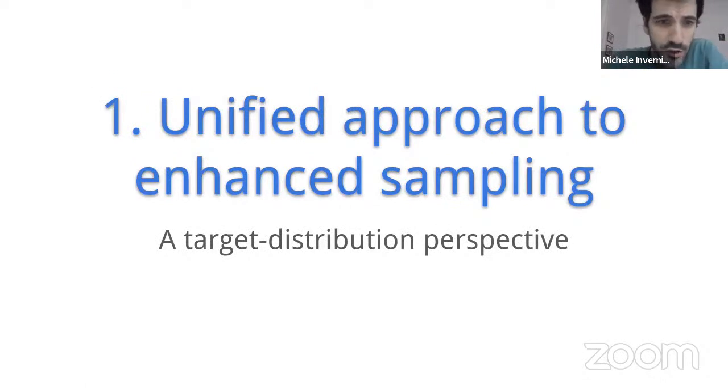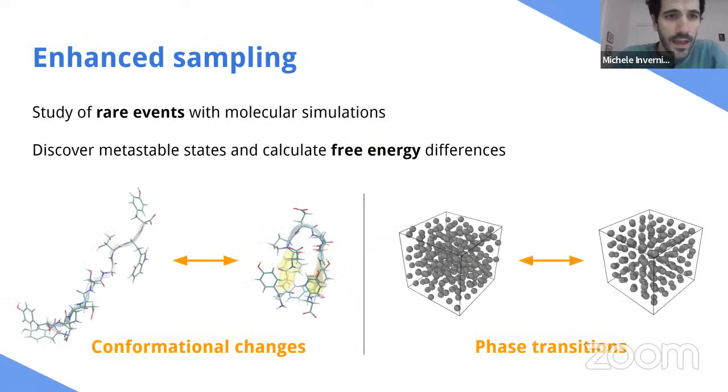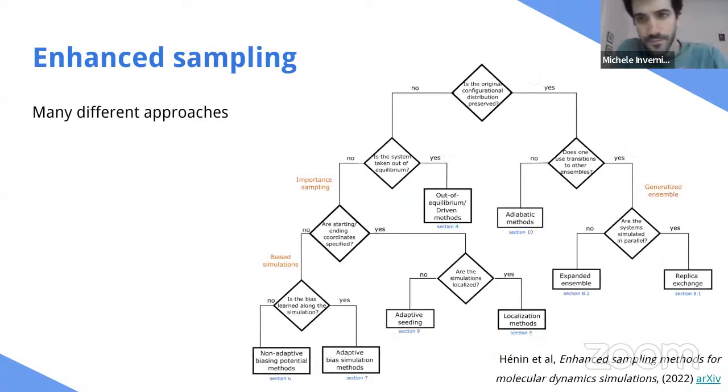So, a unified approach to enhanced sampling. I think you're all familiar with the concept of enhanced sampling. It's helpful to study rare events with molecular dynamics simulation, and allows you to discover the metastable states of the system and calculate free energy differences. Examples of rare events are, for instance, conformational changes or phase transitions. Basically, most of the phenomena of interest for molecular simulation have this kind of sampling issue. For this reason, throughout the years, a lot of different enhanced sampling approaches have been proposed.